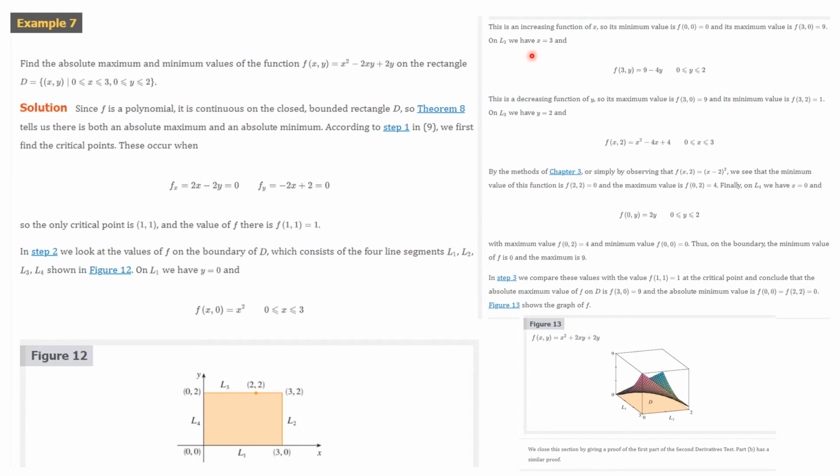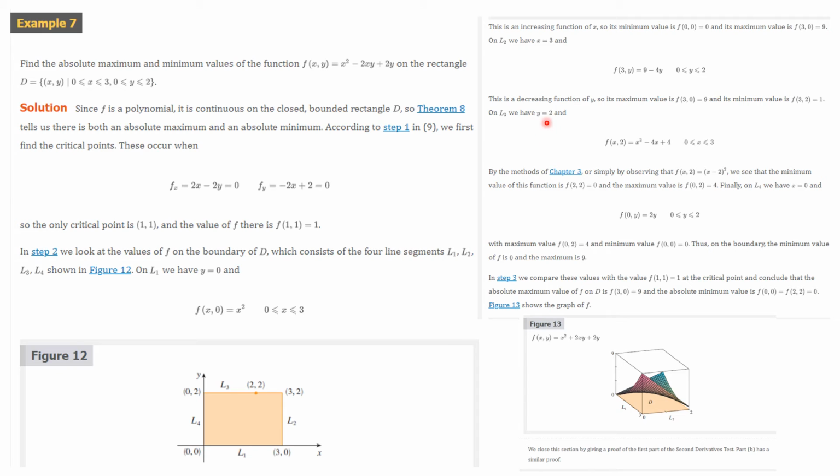On L2, we have x equal 3, and so we have again a function of a single variable. Y is the only variable, and we can use first term calculus techniques to realize that the maximum value there is f(3,0) = 9, and the minimum value is f(3,2) = 1.